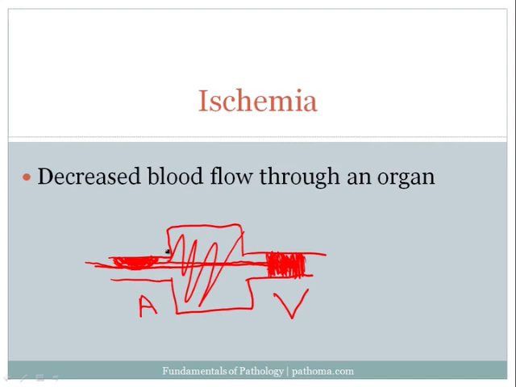Another high yield derivative of Budd-Chiari syndrome, as long as we're on that topic, I can ask you the question, what's the most common cause of Budd-Chiari syndrome? So the answer in your mind should be that the most common cause of Budd-Chiari syndrome is polycythemia vera.